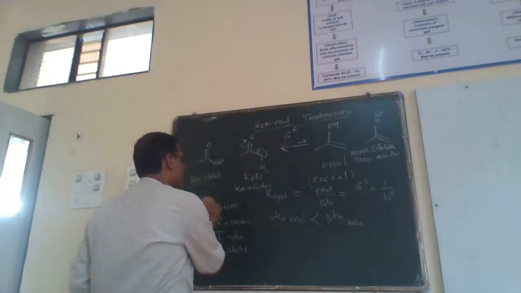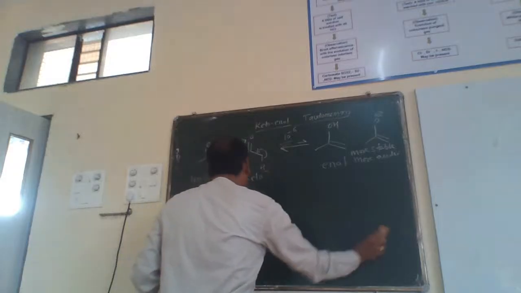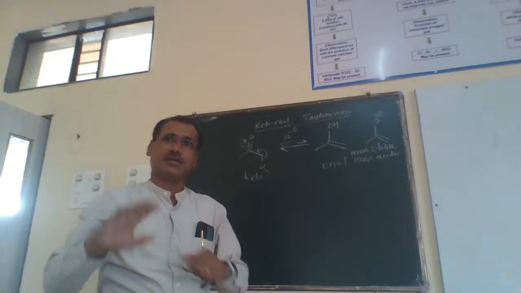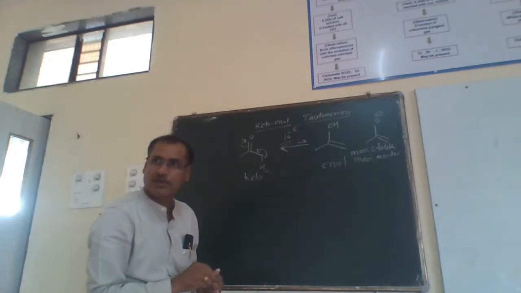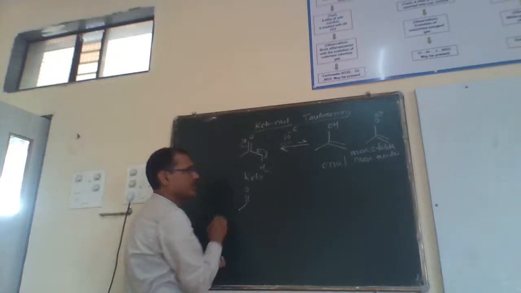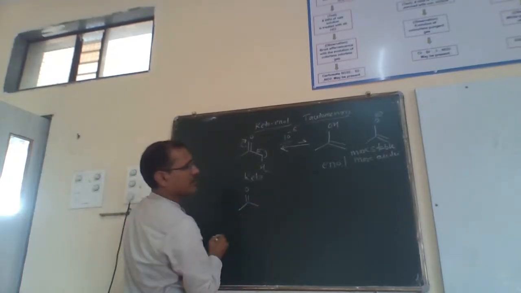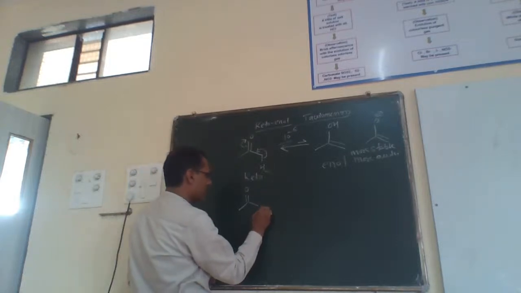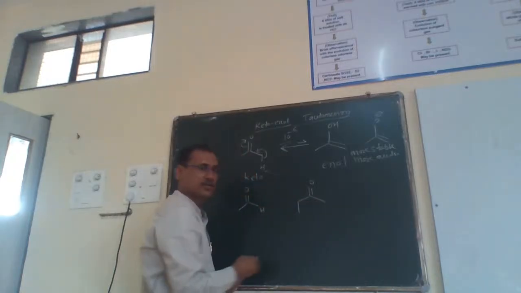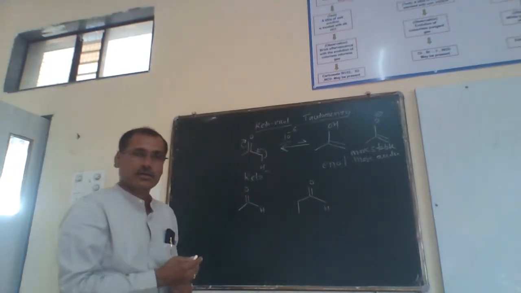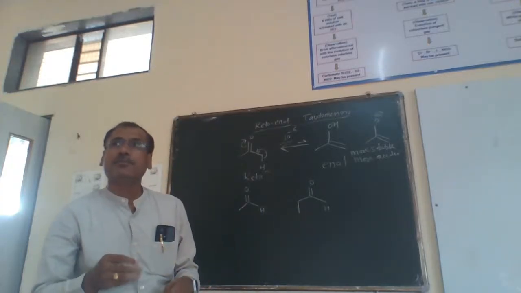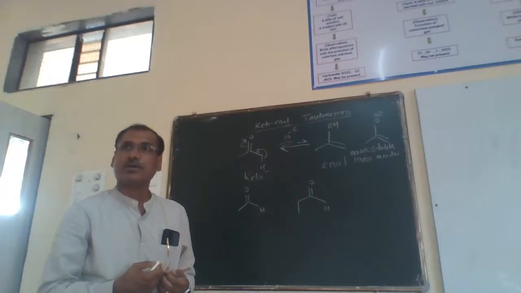There are 4 to 5 different factors which decide whether keto form will be stable or enol form will be stable. We will deal with these 4-5 factors one by one. Now let us say I have a carbonyl group of acetaldehyde, and let us say I have one ethyl group over here. If you compare them, which of them will be more in enol form?